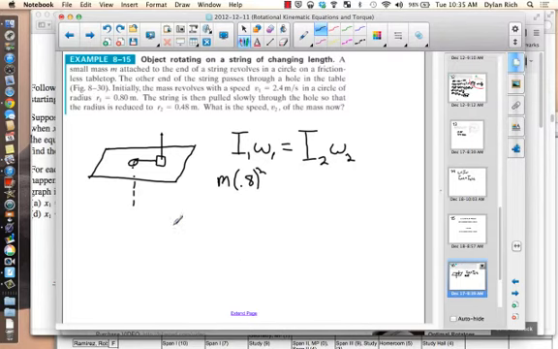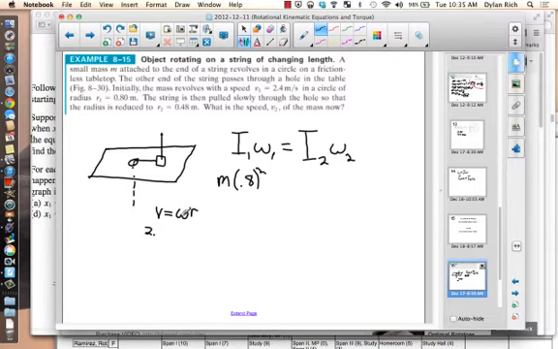It's V equals omega R. So you're going from angular velocity to linear velocity: we multiply the angular velocity by the radius and we get the linear velocity. The units should work out.